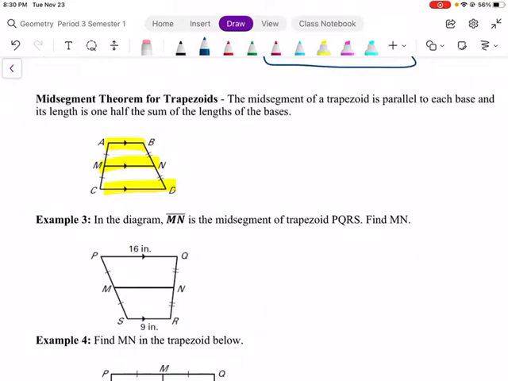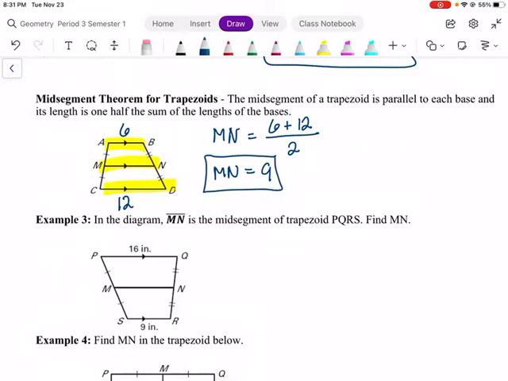And that means if our base on top was 6 and the base on the bottom was, let's say, 12, we can find the length of MN by adding those 2 base lengths together, so 6 plus 12, and dividing by 2. And that will tell us what the length of MN is. So 6 plus 12 is 18. 18 divided by 2 is 9.